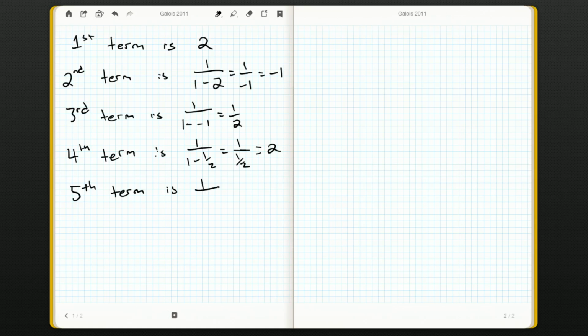So the 5th term is 1 over 1 minus the previous one, which is 2. Well, we already saw this: it's negative 1. And if we keep going, the 6th term is just going to be 1/2, because when we plug negative 1 into the formula, we get out 1/2, and then we get out 2, and then we get out negative 1.